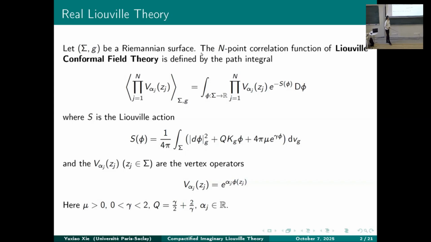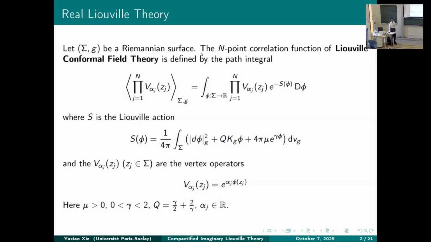So we have this action, and we'd like to realize this path integral, integrating against these vertex operators, which are the standard ones that everybody is familiar with. So they're going to correspond to the primary states in your theory. And here we have some parameters. Mu is a positive number and gamma is between 0 and 2. So this is for technical reasons for convergence. And then Q is coupled to gamma by this formula, and you also take some real charges. So that's real Liouville theory. And there are a lot of people working on it, and we already know a lot about this theory.